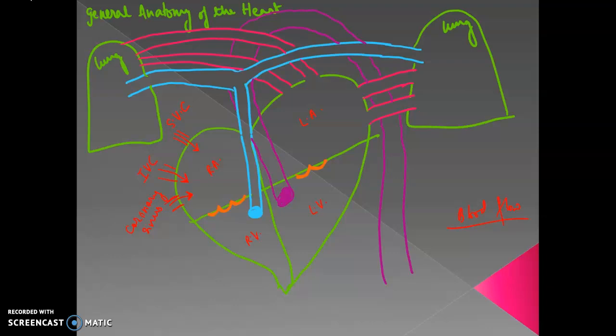Superior vena cava drains the upper extremities of the body, head, neck, thorax, upper arms. Inferior vena cava drains the lower extremities of the body, and the heart itself is drained by the coronary sinus, and the deoxygenated blood is dumped into the right atrium.